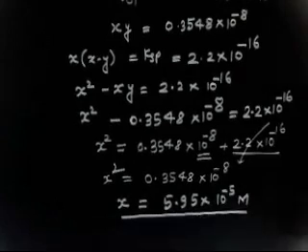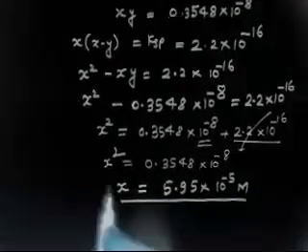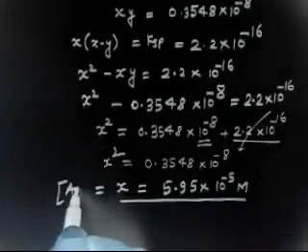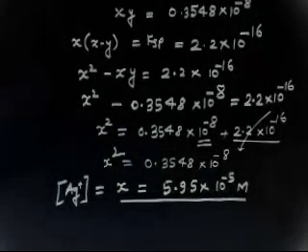So this is the solubility, because you see what is x? x is the concentration of Ag plus. So this is the concentration of Ag plus. And the concentration of Ag plus is basically the total solubility.